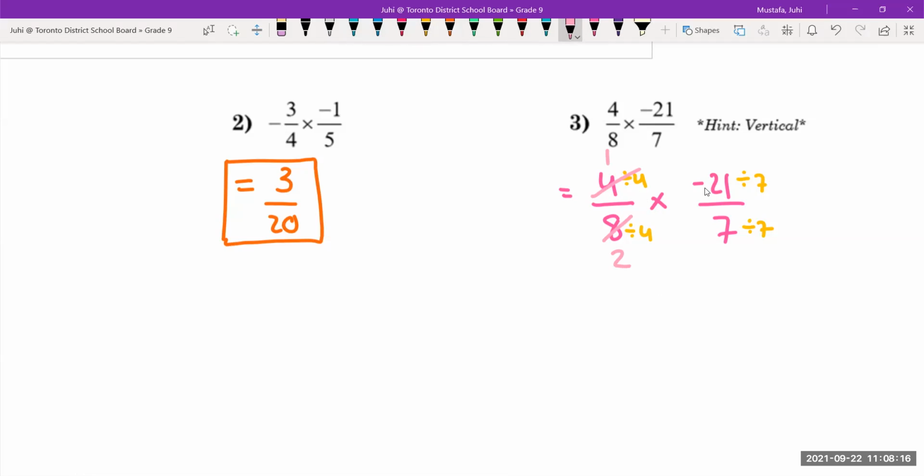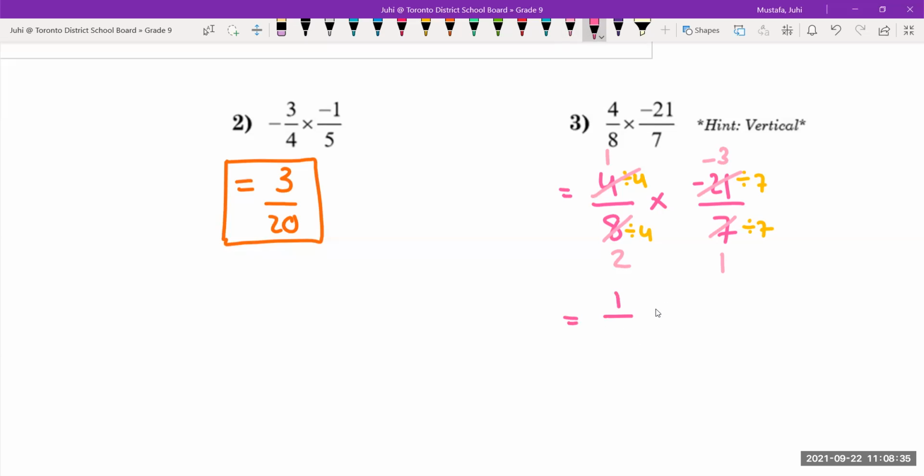What is negative 21 divided by 7? Negative 3. And what's 7 divided by 7? Just a 1. And can you guys, yeah, it's just division. Okay. So see all these little numbers in the light pink? I'm going to rewrite them.